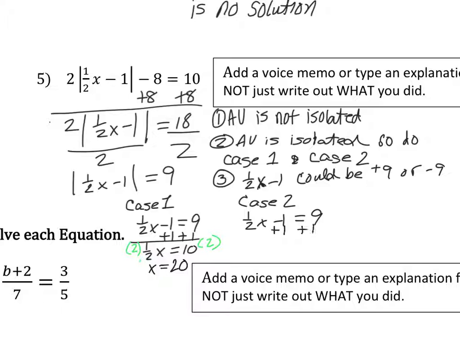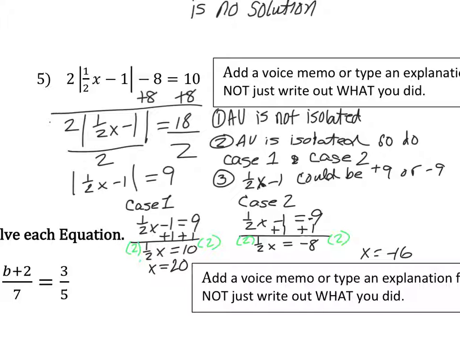I'm going to do the same thing over here. 1/2 x is equal to 10. Oh, that should be, nope, my bad. That should be a -9. My fault, guys. I didn't set up my case 2 right. That should have been a -9. I didn't put that in there. Okay, so I'm going to multiply both sides by 2. So my other potential solution is x is equal to -16.